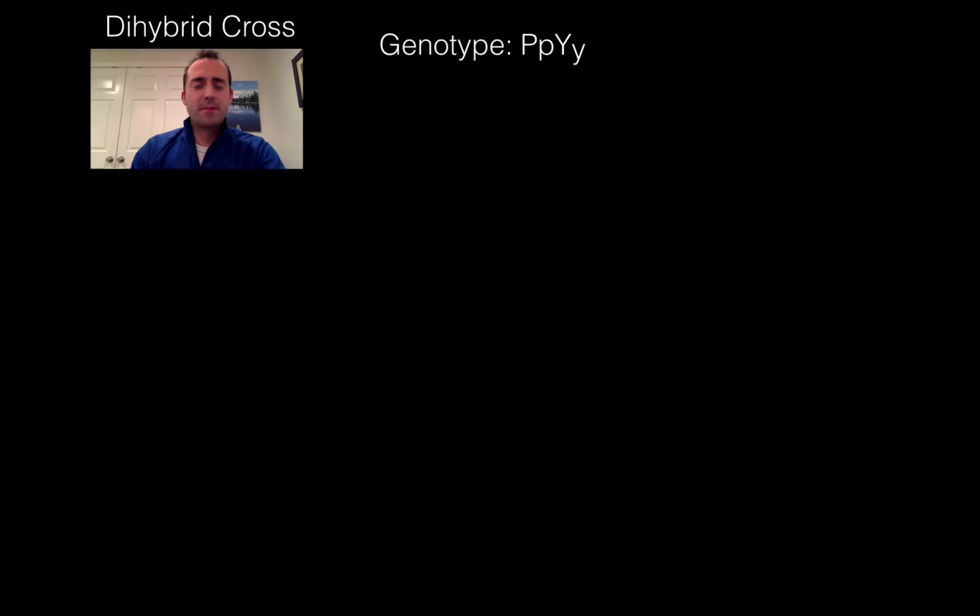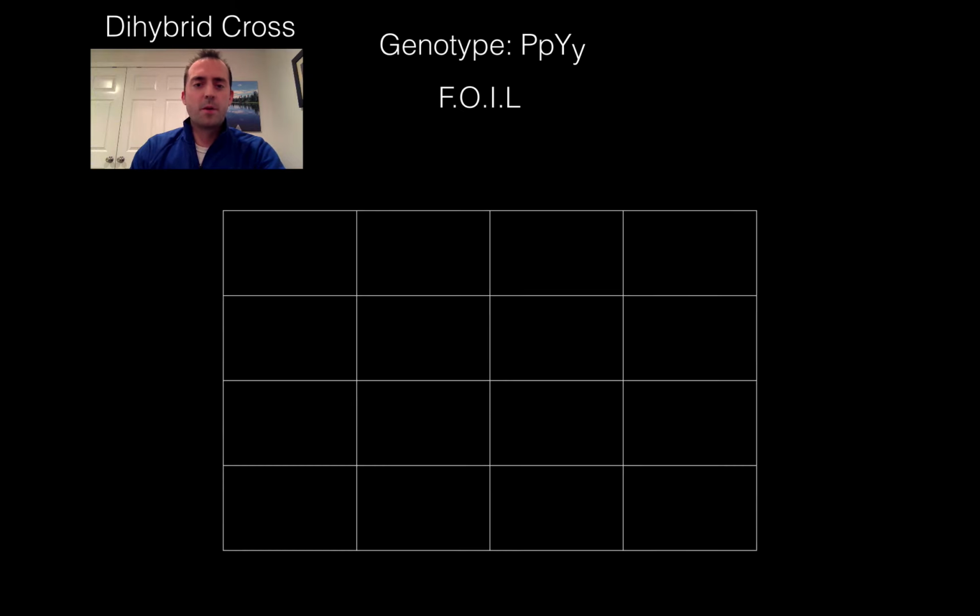So let's apply this to dihybrid crosses. Let's take the genotype big P, little p, big Y, little y. How do we figure out the four possible combinations in a relatively efficient and easy way? Well, we're going to borrow something from math class called the FOIL method. The FOIL method stands for first, outer, inner, last. And to use the FOIL method, I'm going to start filling out our 4x4 Punnett square because we're going to end up with four different possible combinations from this one genotype.